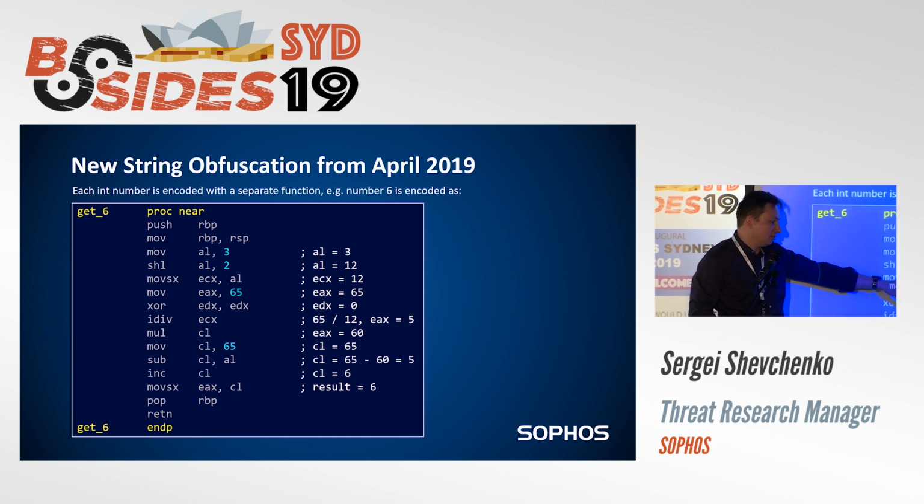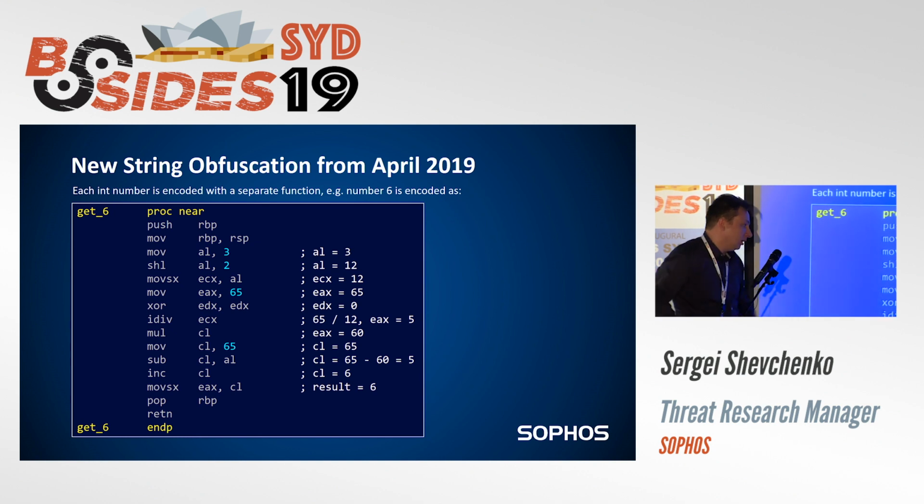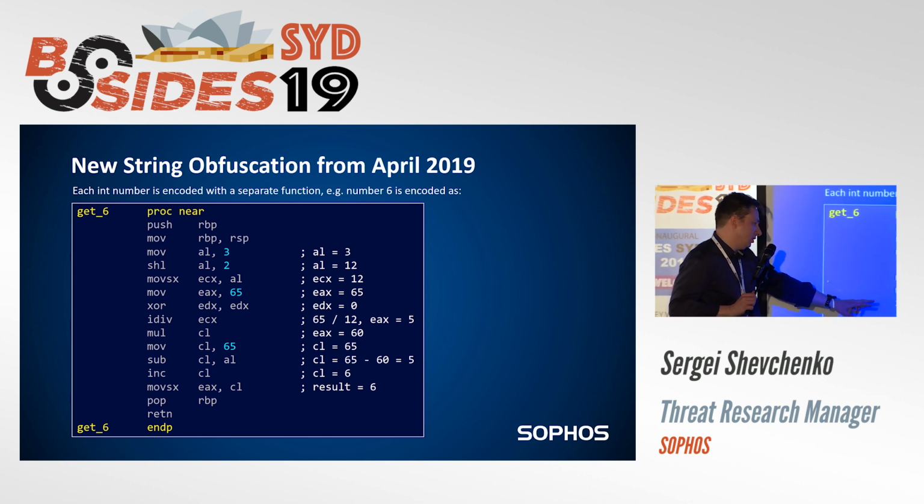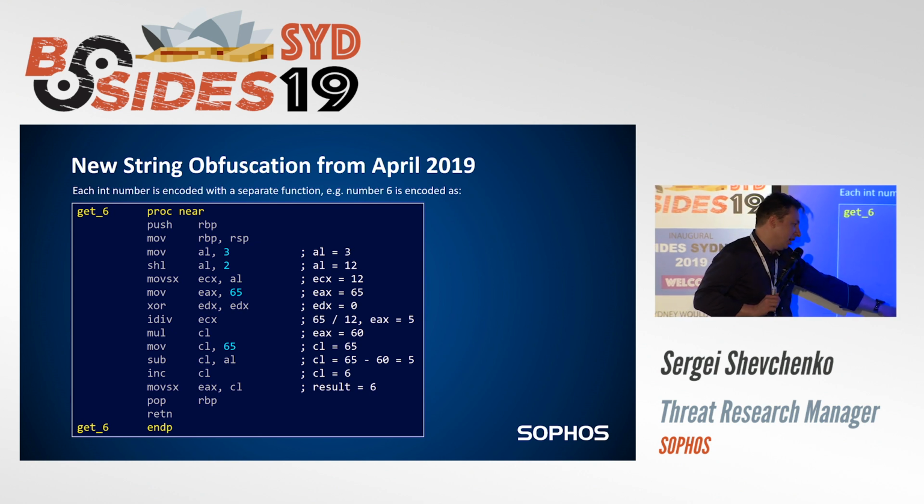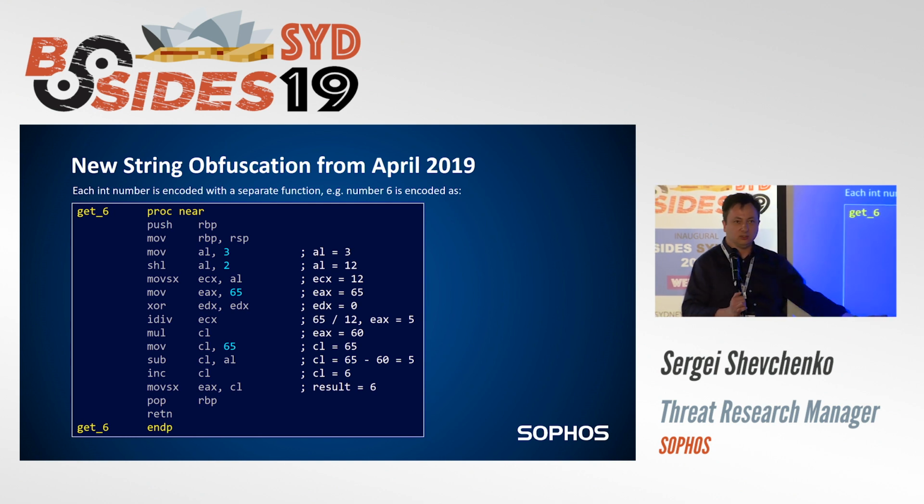Then move EAX, 65. XOR EDX will put 0 into EDX. IDIV ECX means divide 65 in EAX by ECX, which is 12, so the result is 5. Multiply CL, and CL has 5, 12 multiplied by 5 becomes 60. Then take 65 into CL, subtract 60 from 65, the result is 5. Increment by 1 gets 6. So the result is 6.